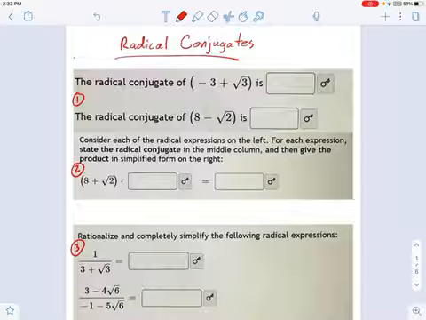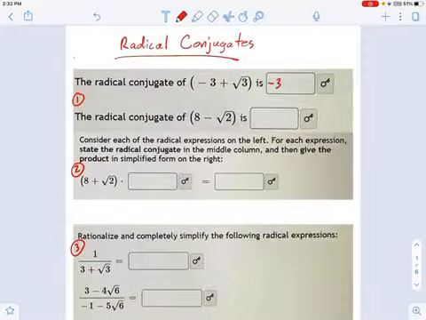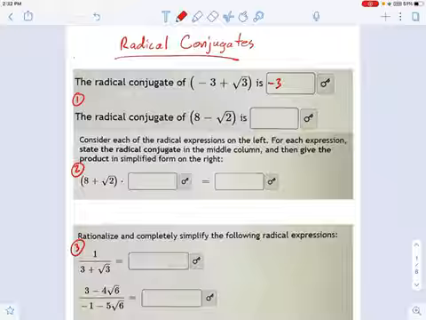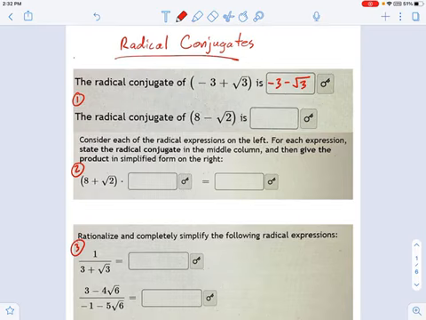What you do is, like with a complex conjugate, if you've seen those before, you simply flip the sign on the radical part. So the radical conjugate of negative 3 plus radical 3 is negative 3 minus radical 3. And likewise, for this next part, the radical conjugate is going to be 8 plus radical 2 instead of 8 minus radical 2. So that's what a radical conjugate is. And here's why it's useful.